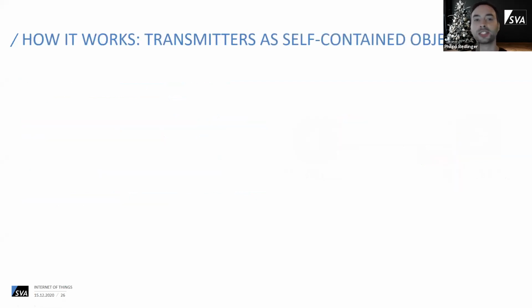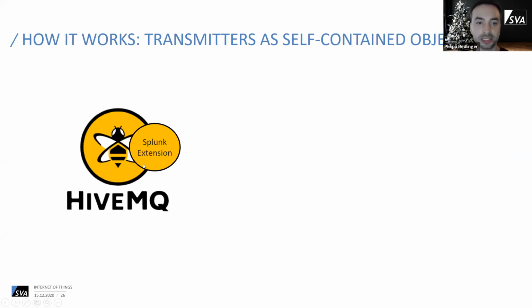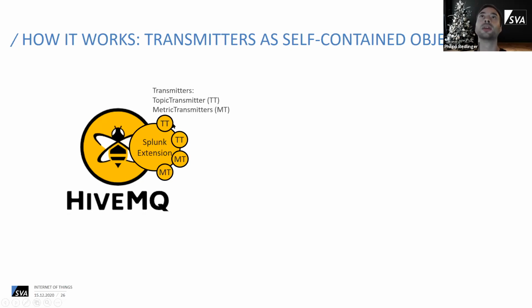So how does the extension work actually? As I said, there's a flexible way of having only one configuration file. It works using transmitters that are responsible for forwarding traffic as well as metrics. And all of them are self-contained objects. So we follow the logic of the HiveMQ extensions here as well. Our Splunk extension is isolated from other extensions, and these little transmitter objects that are forwarding topics as well as metrics are also isolated from each other. So they can be configured in an individual manner, and they can serve different use cases and different setups for various scenarios.